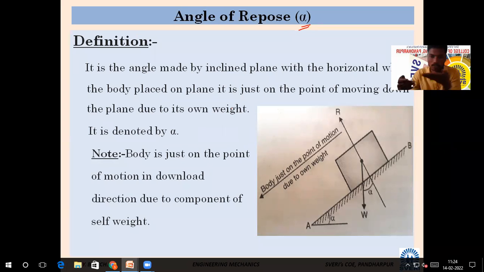I have given an example. If there is some surface and I tilt it so that the body is just about to move, whether by force or due to its own weight, that angle is alpha, and it is nothing but the angle of repose. That we have seen.